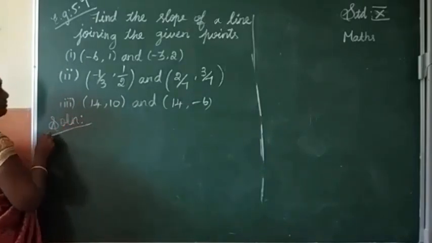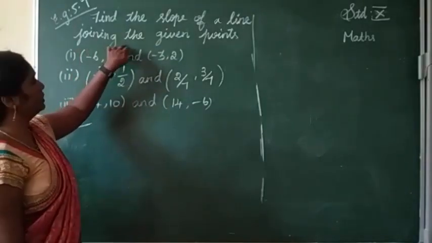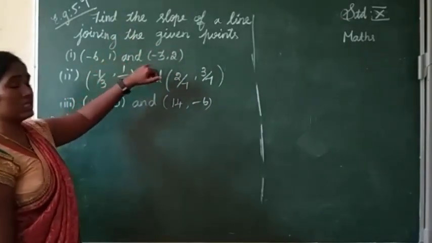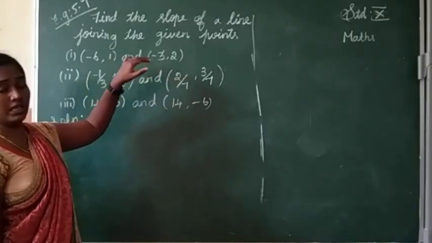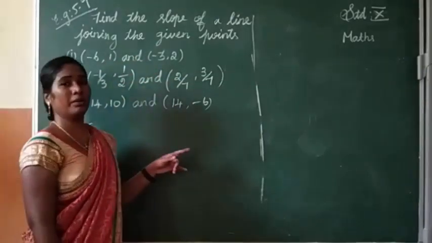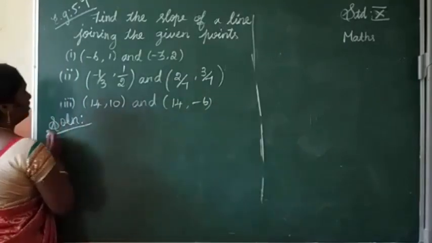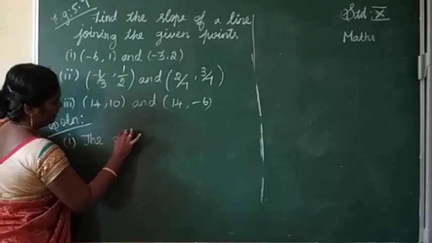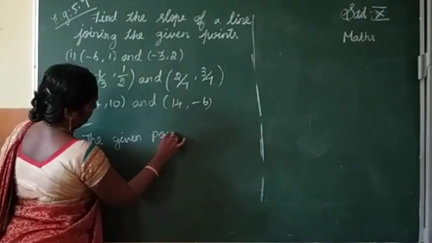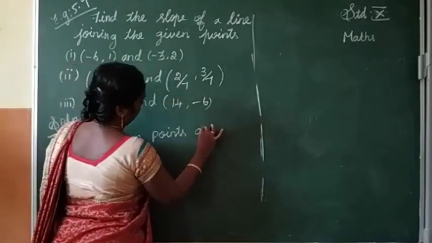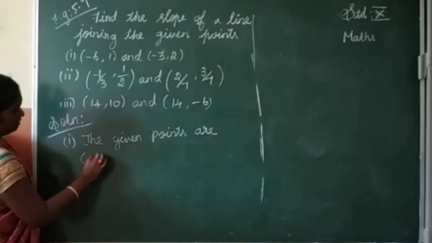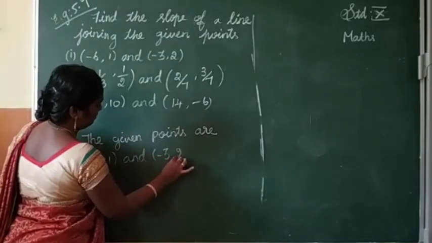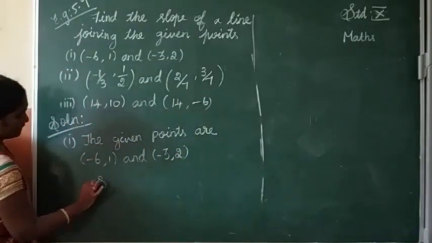Solution. See, find the slope of a line joining the given points. So we are going to find out the slope for given 2 points. What is the slope formula for 2 points? M is equal to y2 minus y1 divided by x2 minus x1. So, first case, write the given points. The given points are minus 6, 1 and minus 3, 2.